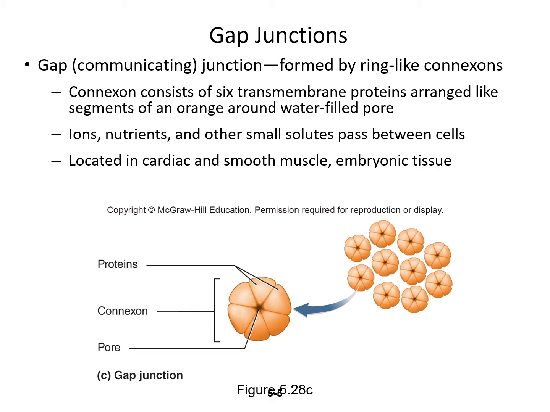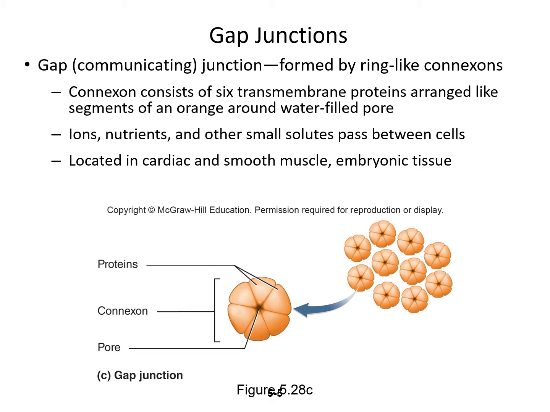So we have these 6 transmembrane proteins that are kind of arranged like segments of an orange around this water-filled pore, and those are called connexins. And then you have the ability for ions, which are charged particles, other nutrients, and other small solutes to directly pass from cell to cell without having to get through that phospholipid bilayer, for example.